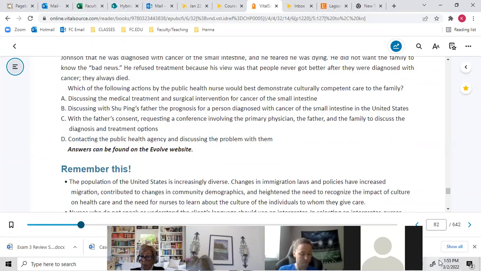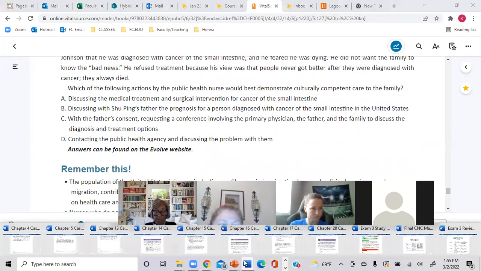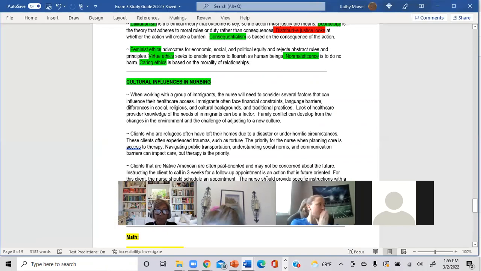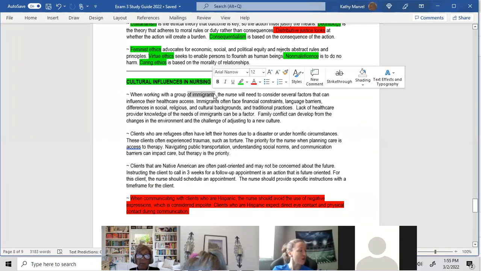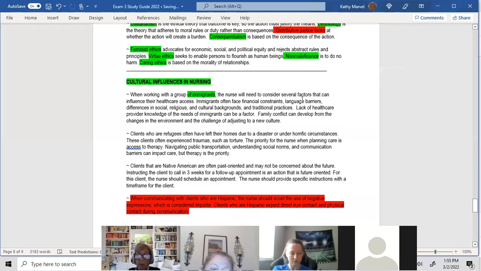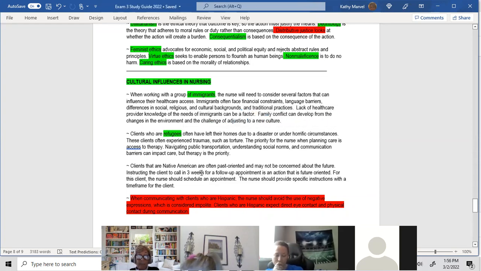Okay. So let's go, real quick, to our study guide. Let's see if we covered everything. Okay, so here's our immigrants. Right, when working with immigrants, we need to consider several factors. Okay, so we talked about that. Okay, and then here's our paragraph on the refugees. Okay, so we covered that.